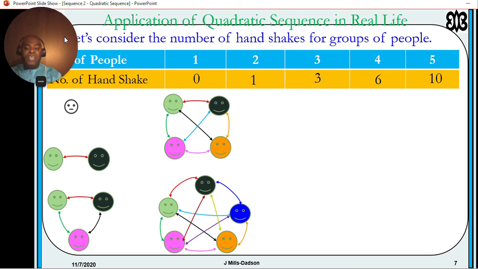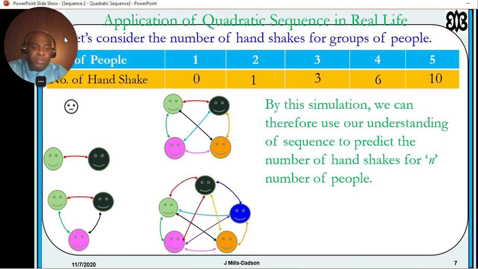So we've been able to use this to at least come up with the first 5 terms. Now by this simulation, we'll be able to use it to understand the sequence and even predict ahead 40 people, how many handshakes will be exchanging between the people. We can sort of work it out using this simulation. So first is to work out the formula for the n number of people.